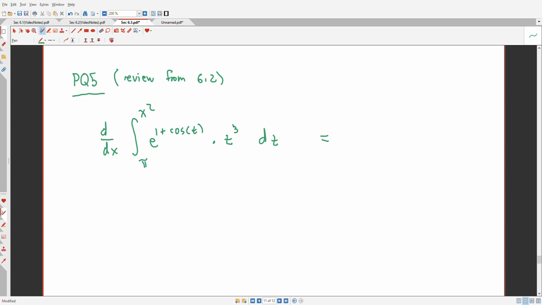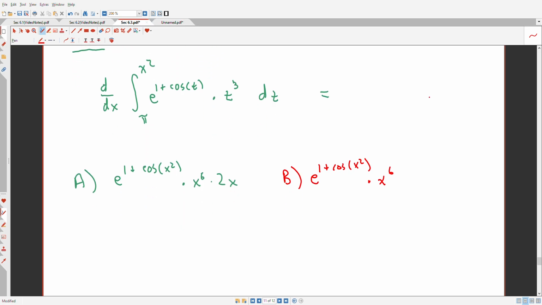This looks horrible, but let's give ourselves some answer choices. Is it answer choice A, e to the 1 plus cosine x squared times x to the 6 times 2x? Or is it B, e to the 1 plus cosine of x squared times x to the 6? Or is it C, e to the 1 plus cosine of x times x cubed? Or is it D, all of the above?